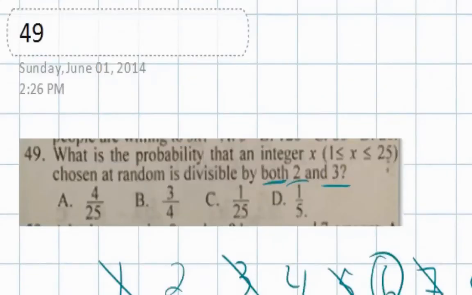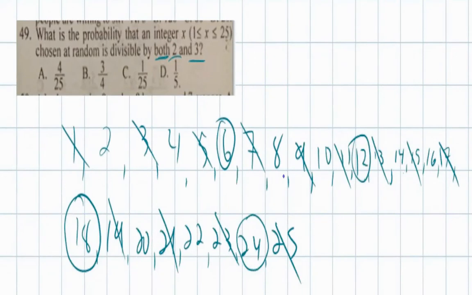Question 49 says, what is the probability that an integer x, where x is between 1 and 25, including 1 and 25, is chosen at random, is divisible by both 2 and 3? So first off, you need to know how to check for a number that's divisible by 2 and divisible by 3. To check if a number is divisible by 2, you just have to see that the number is even. To check if a number is divisible by 3, you just have to see if the digits add up to a multiple of 3.